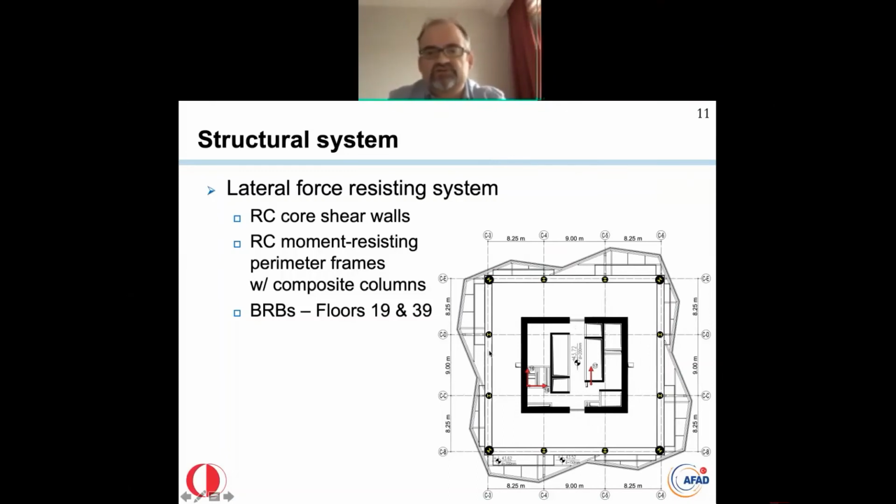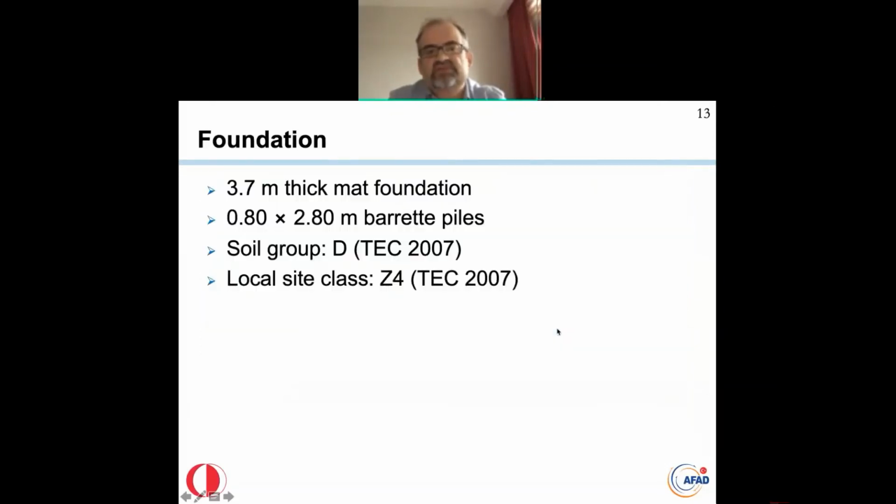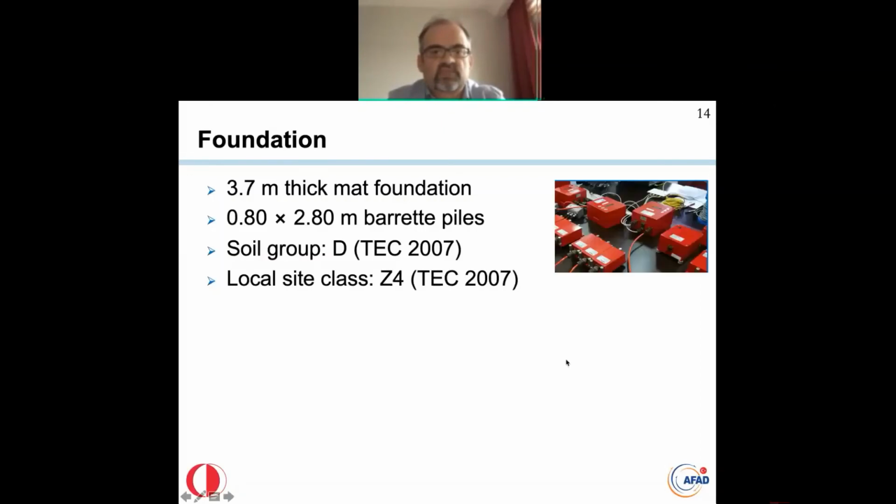It has reinforced concrete moment-resisting perimeter frames with circular composite columns and buckling restraint braces at floors number 19 and 39. The BRB outrigger systems connect the corner columns to the core at 4 corners at these 2 floor levels. The foundation is a 3.7 meter thick mat foundation on barrette piles. The soil group is D and the local site class is Z4 according to our previous code.